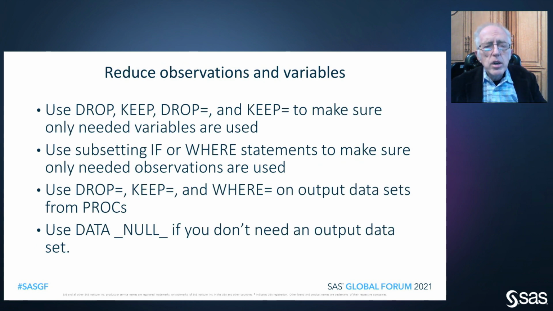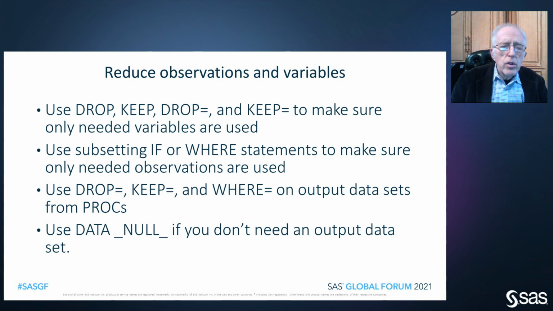Now, if we want to reduce the number of observations and variables, we can use the drop command, the keep command. We can use drop equals and keep equals, which are data set level parameters. And in that way, we'll make sure that only needed variables are used. This can help in a number of areas. It can reduce the amount of space being used. If the data sets are smaller and more compact, then having fewer variables will mean that it will run more quickly. And also, if we have variables that we've forgotten about that we don't need, they could interfere in the future.